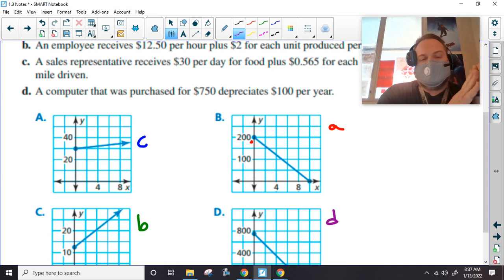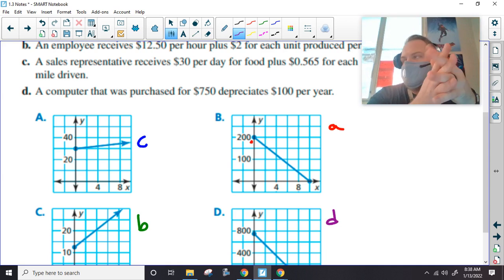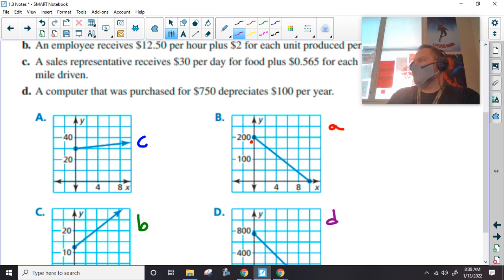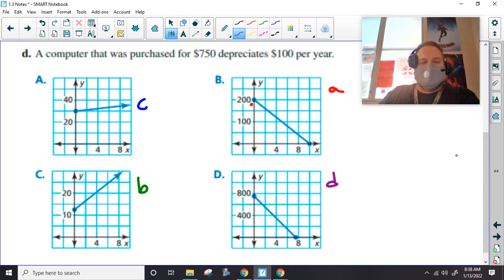believe it or not, there's a reason why I chose these other than them actually covering our standards. These actually have more to do with what you will deal with in the real world. Okay. This is kind of the reason why a lot of people are like, nobody taught me how to do taxes or that. Okay. All right. On D, a computer that was purchased for this and it depreciates.